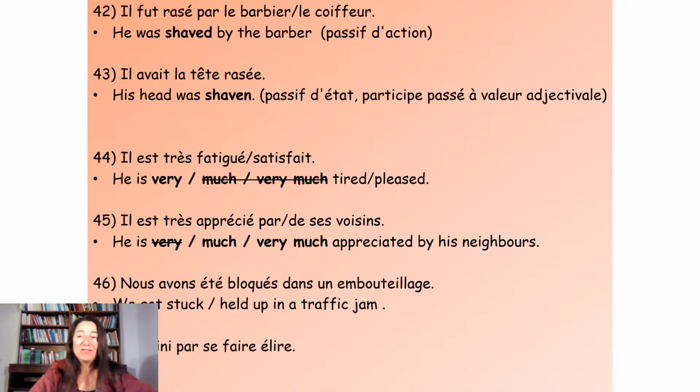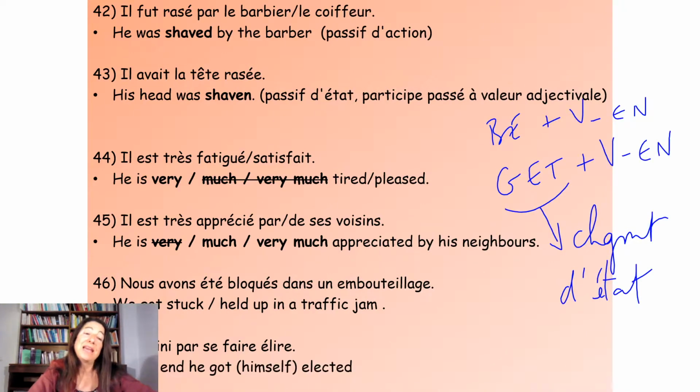Il a fini par se faire élire. In the end, he was elected. Will not mean exactly the same as in the end he got elected, which highlights the change in the state. You know, before he was not elected and then he was elected. So be and get can both be used with the past participle to form the passive voice, and get always is associated with the idea that there is a change of state.